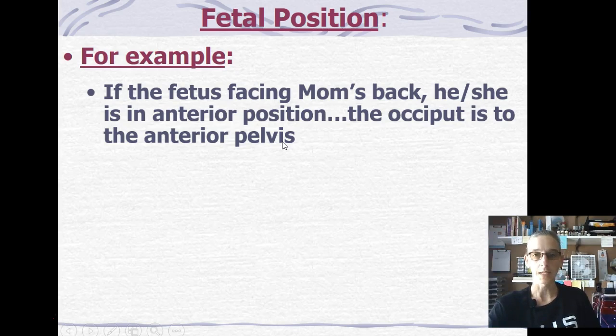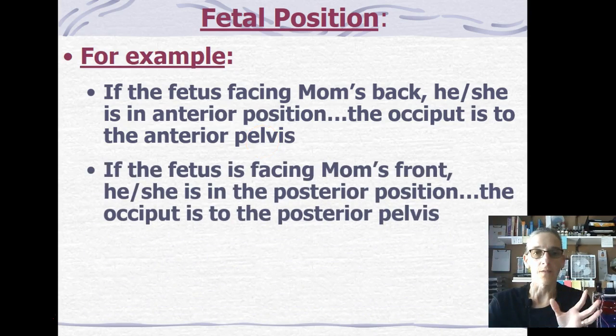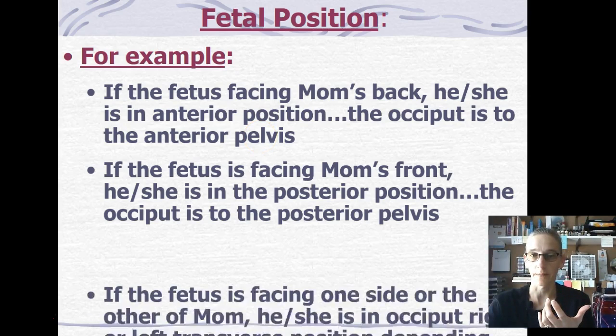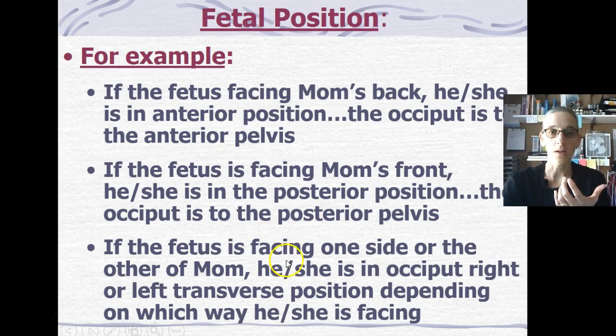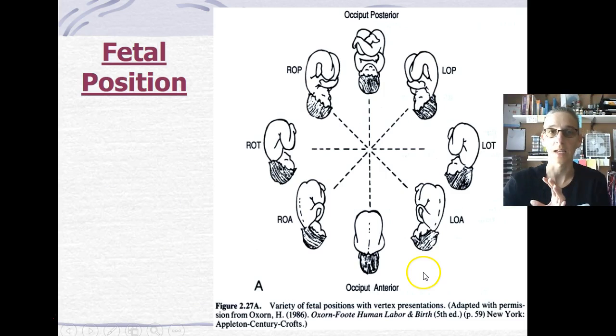Okay? I've got pictures coming up, so just work with me, and then we're going to see some pictures. If the fetus is facing the mom's front, he or she is in the posterior position. The occiput is to the posterior pelvis of the mother. And if the fetus is facing one side or the other of the mom, he or she is in occiput right or occiput left transverse position, depending on which way he or she is facing.